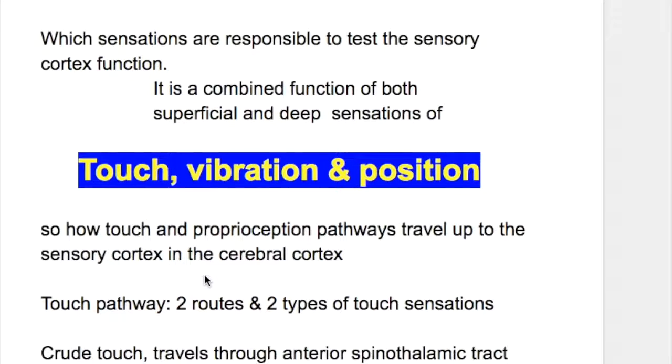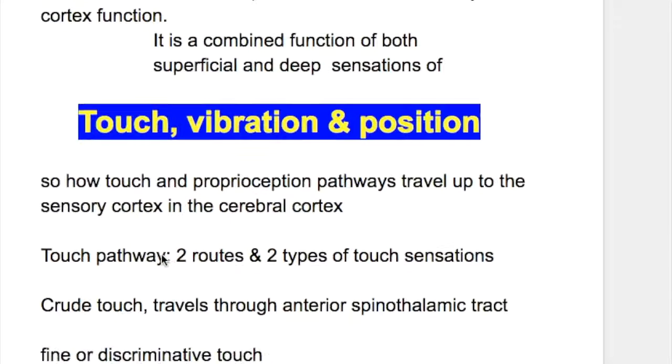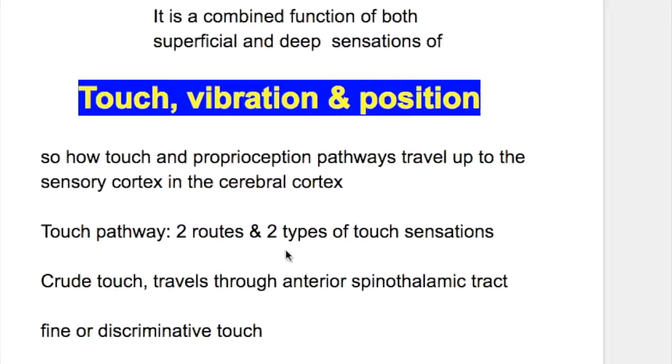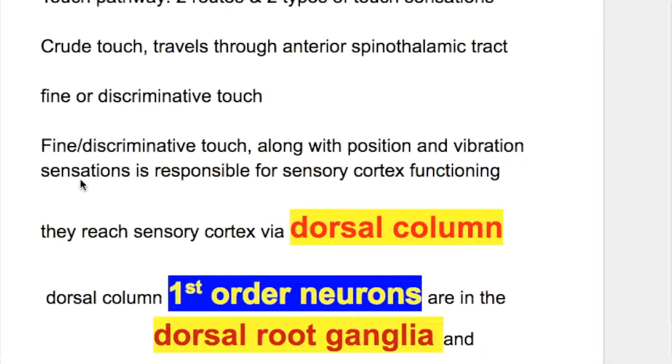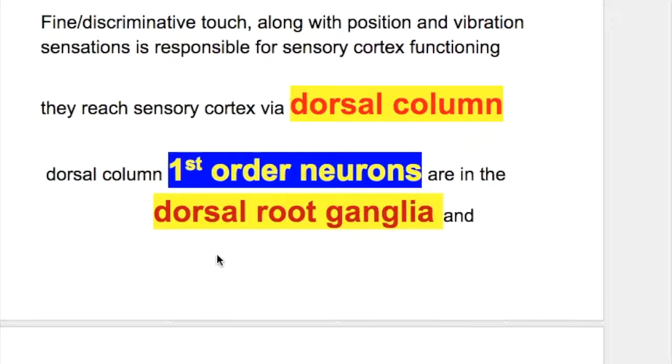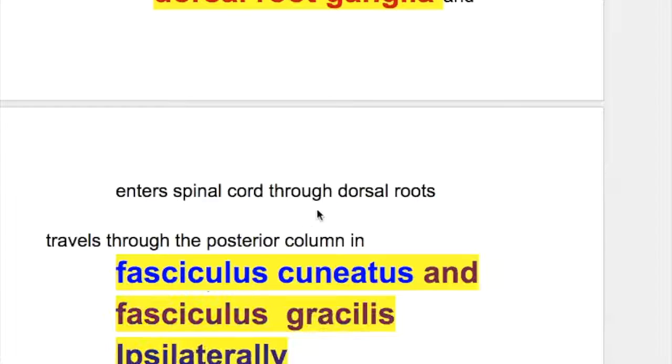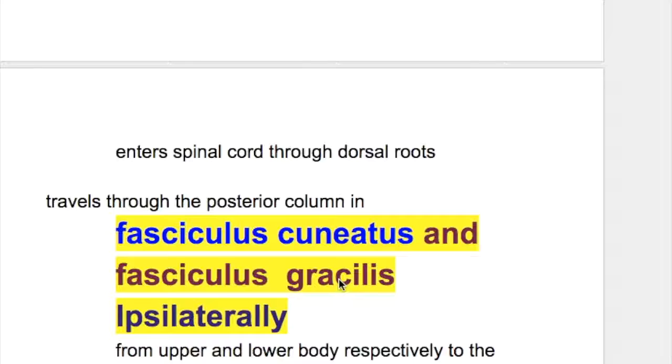So how do touch and proprioception pathways travel up to the sensory cortex? Touch pathway has 2 routes and 2 different types. It's the fine or discriminative touch sensation which, along with position and vibration sensations, is responsible for sensory cortex functioning. And how do they reach there? They reach the sensory cortex via the dorsal column. Dorsal column first order neurons are in dorsal root ganglia, enter the spinal cord, and travel through the posterior column in the fasciculus cuneatus and fasciculus gracilis ipsilaterally from upper and lower half of the body respectively up to the medulla.